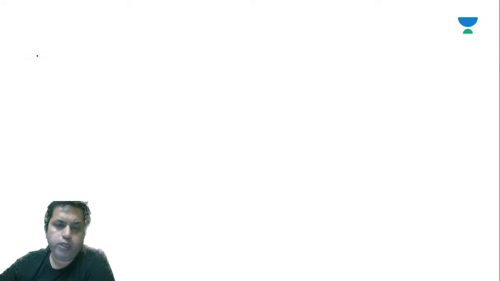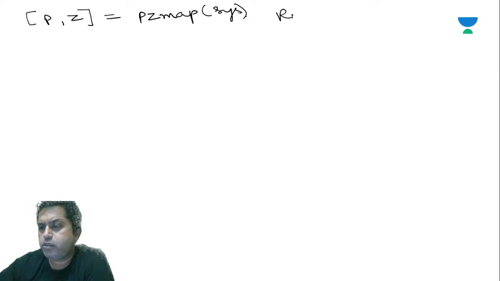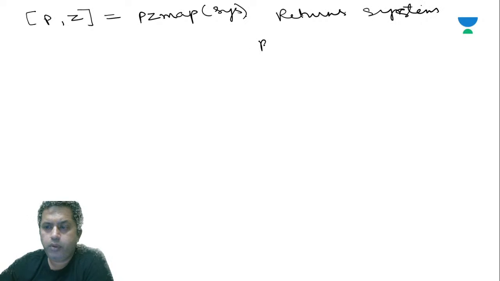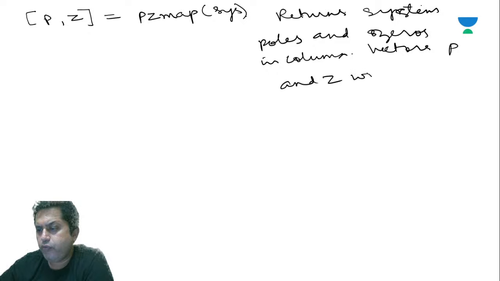Okay. Next is [p, z] = pzmap(sys). It returns the system poles and zeros in column vectors p and z, without plot.